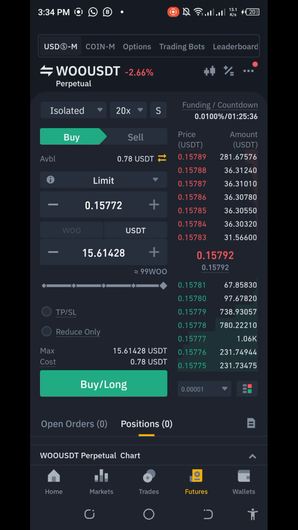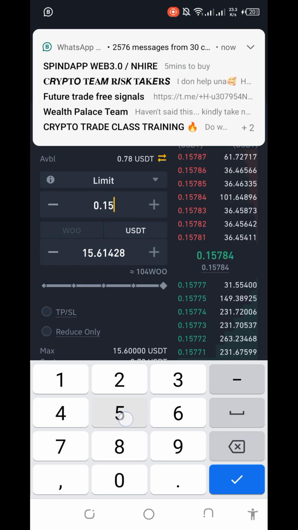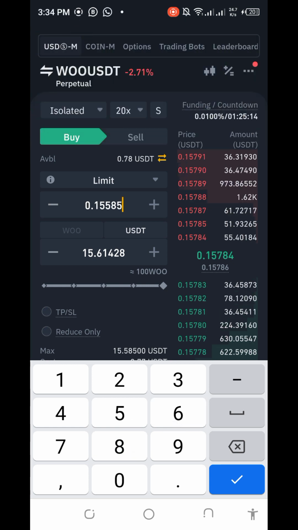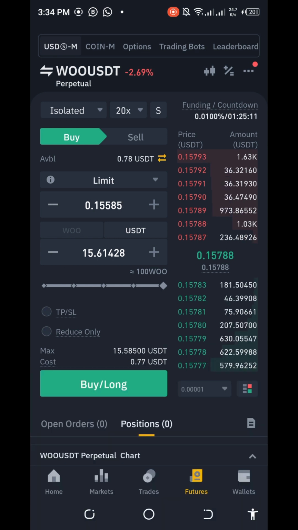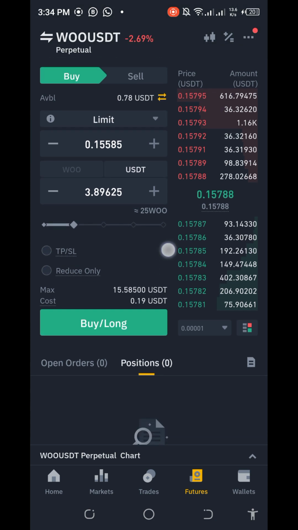Now, if I'm using this limit order, I have to set my own price. Maybe I don't want to buy at this market price. So I want to set my own price, so that this thing comes down a little before I buy. So I have to set it like this, 0.15587, then 0.15585. Then I'm using 25%. Look at it, 0.19.